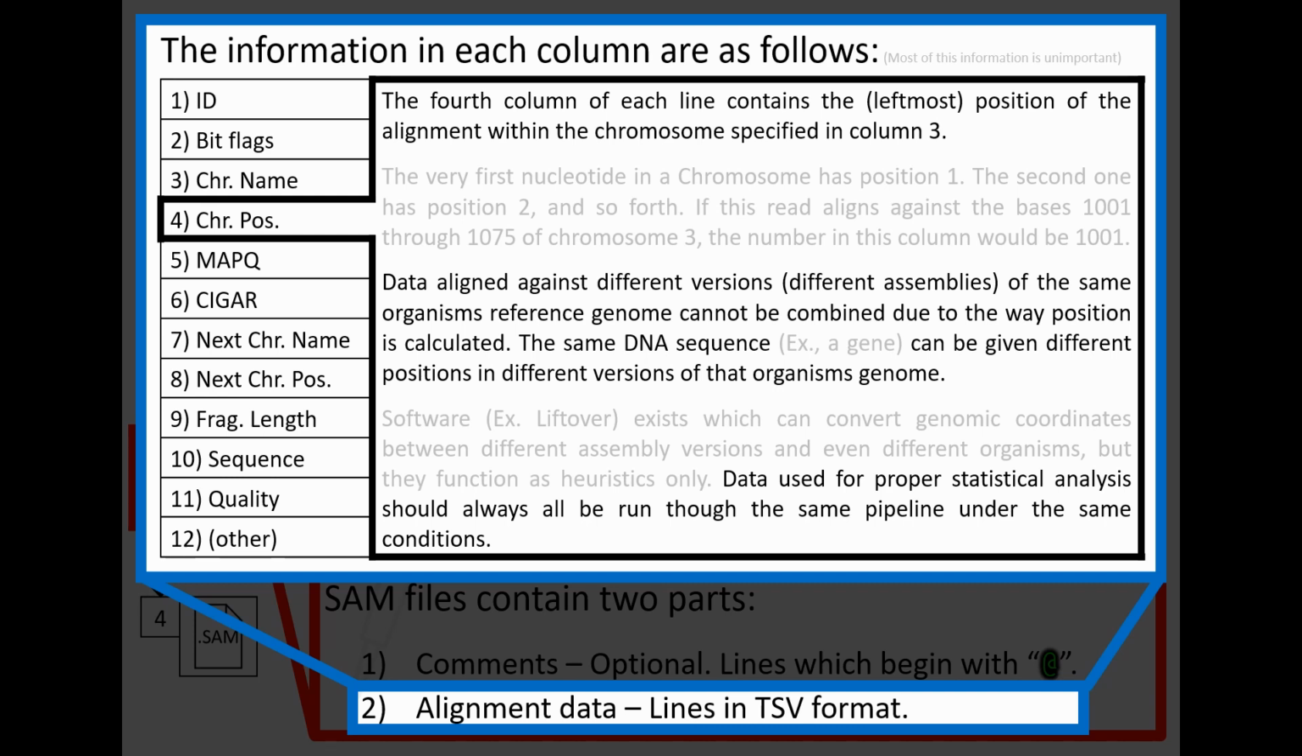For a quick heuristic glance, data processed using one genome assembly can have its genomic coordinates converted to the approximate equivalent in a different genome assembly, using software such as Liftover. However, the reliability and accuracy of this translation is not guaranteed. For stringent statistical analysis, data should always be run through the same pipeline under the same conditions.